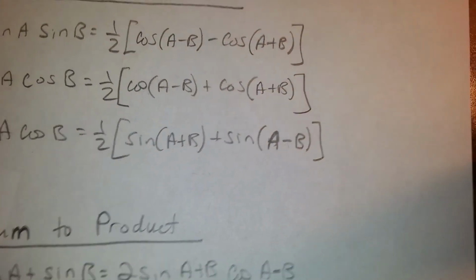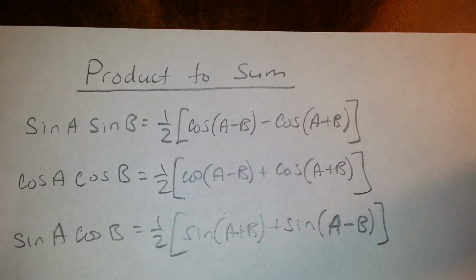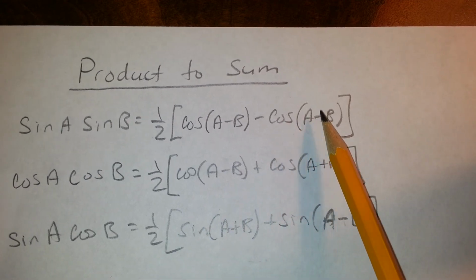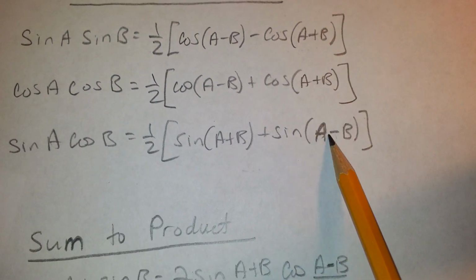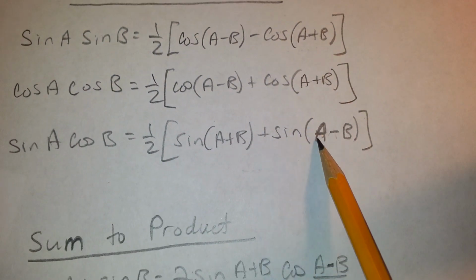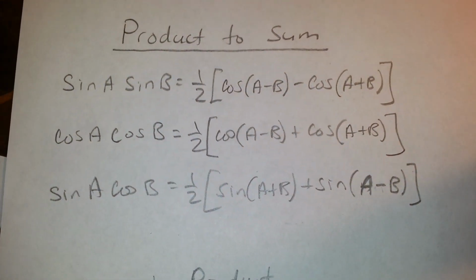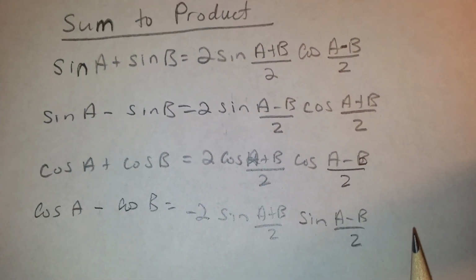And then we had our product to sum. Remember, I've noticed on some quizzes, if this is a negative theta, cosine of negative theta is just the same as cosine theta. When you get this, if this is a negative theta, it makes it negative sine of theta. And so there's your product to sum. And here's your sum to product, okay?